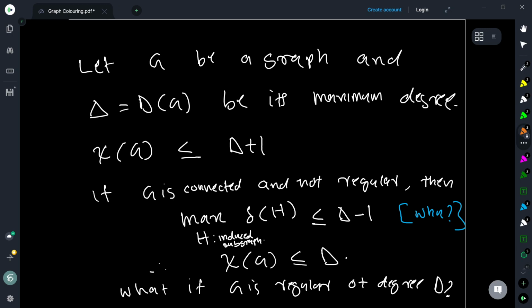Okay, so let me give you a hint. So since the graph is not regular, there is at least some vertex whose degree is less than or equal to delta minus 1, right? Some vertex whose degree is strictly less than delta.